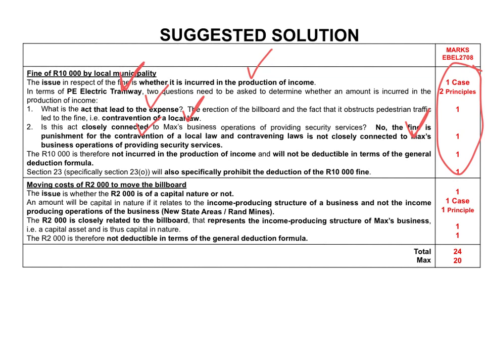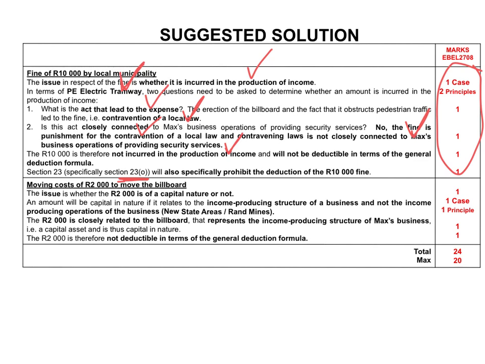Okay, so conclusion, the 10,000 Rand is therefore not incurred in the production of income because we're addressing that issue and will not be deductible. But you're not done. Because you are dealing with a fine, you also have to think about Section 23 that prohibits the deduction of specific expenses. Now again, I'm not requiring you to write down the section number. You can write the Income Tax Act specifically prohibits the deduction of the 10,000 Rand fine. Okay, but if you can start knowing that section number, all the better for your future tax studies.